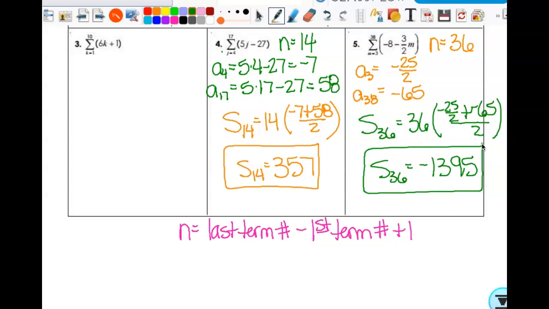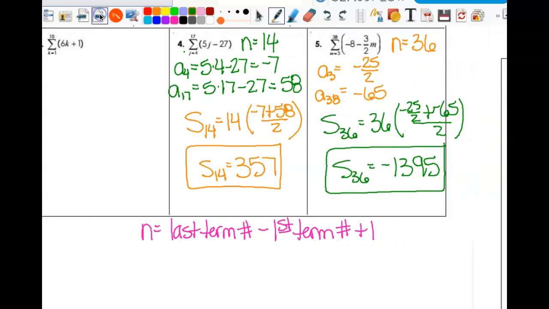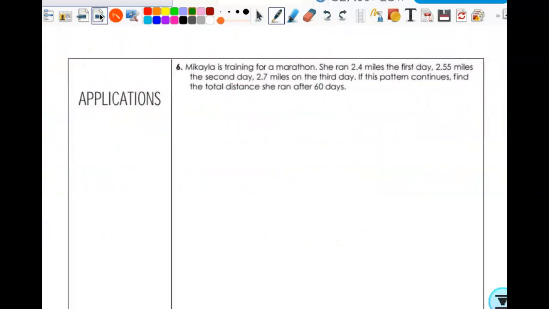All right, let's look at a couple of application problems. So Michaela is training for a marathon. She ran 2.4 miles the first day, 2.55 miles the second day, 2.7 miles on the third day. If this pattern continues, find the total distance she ran after 60 days. Okay, so what is our n here? 60, right? For 60 days.